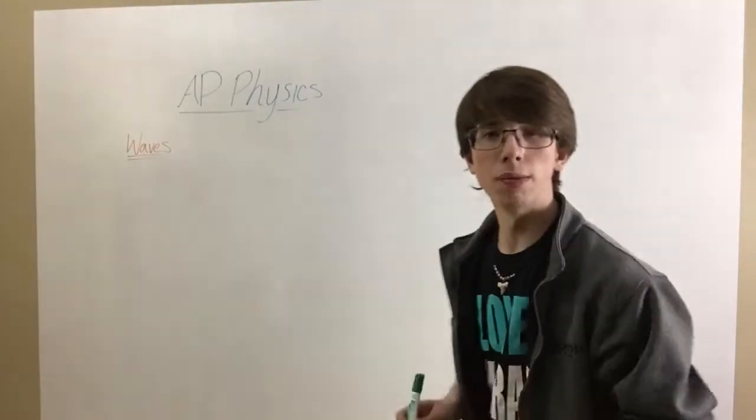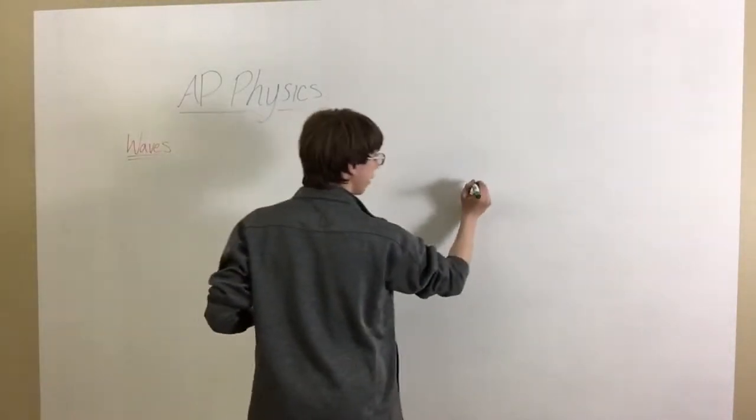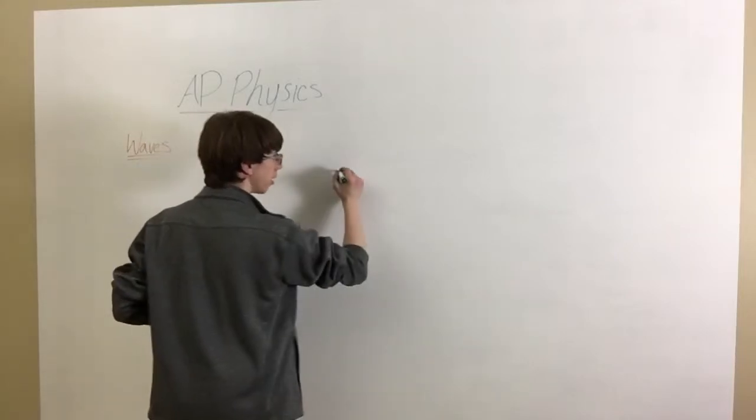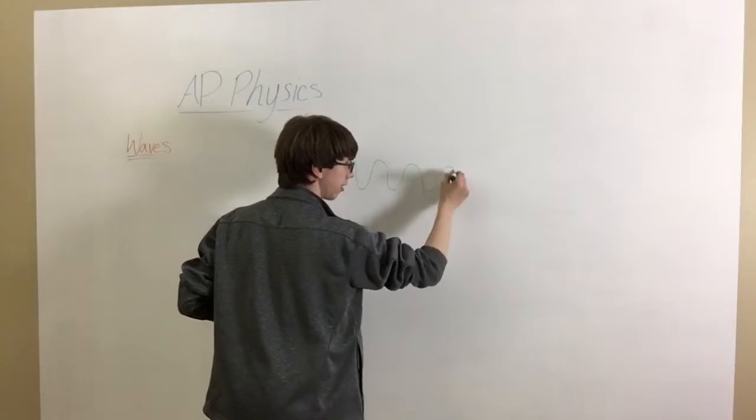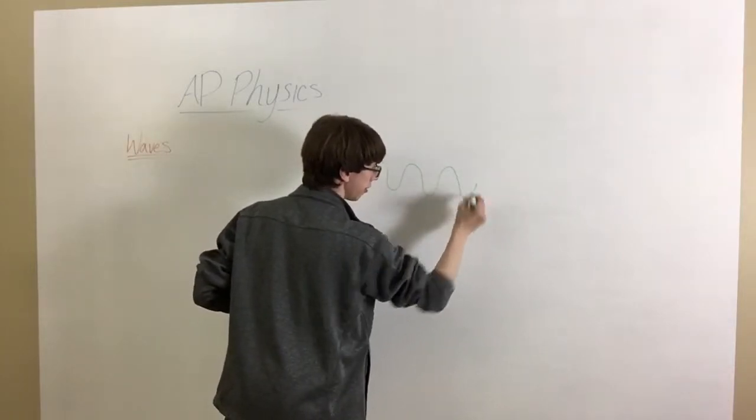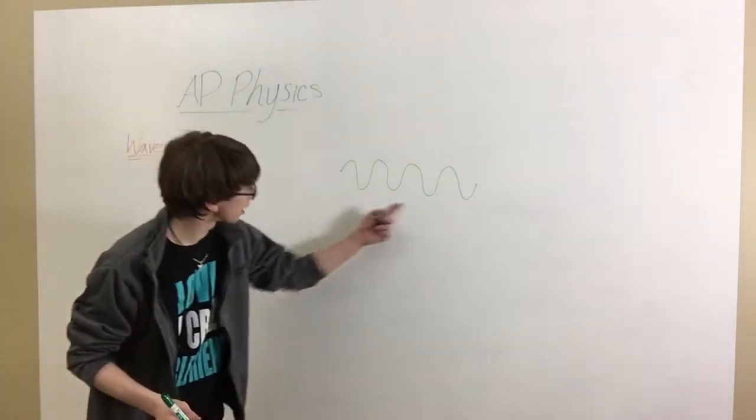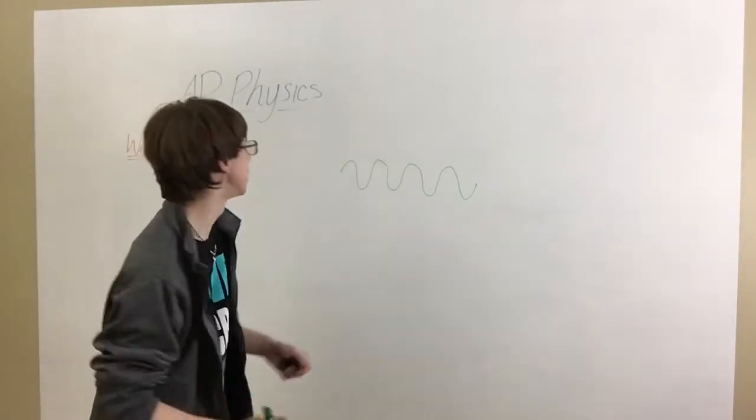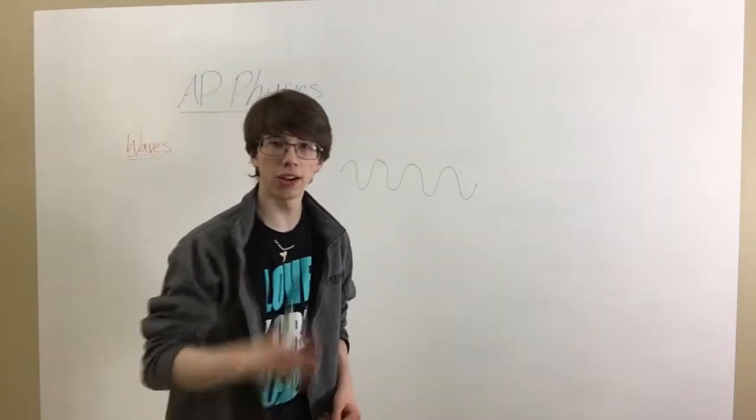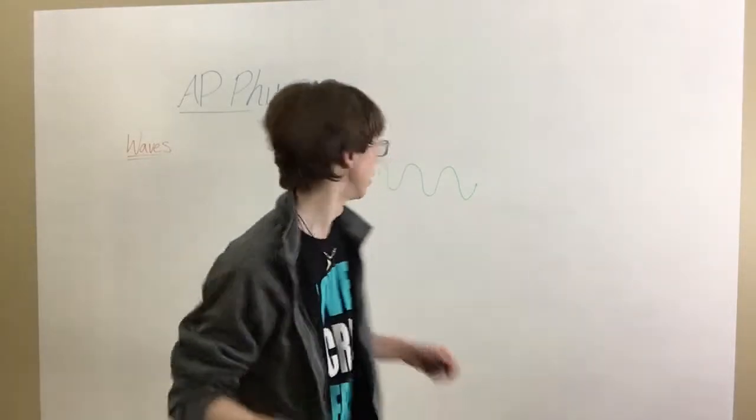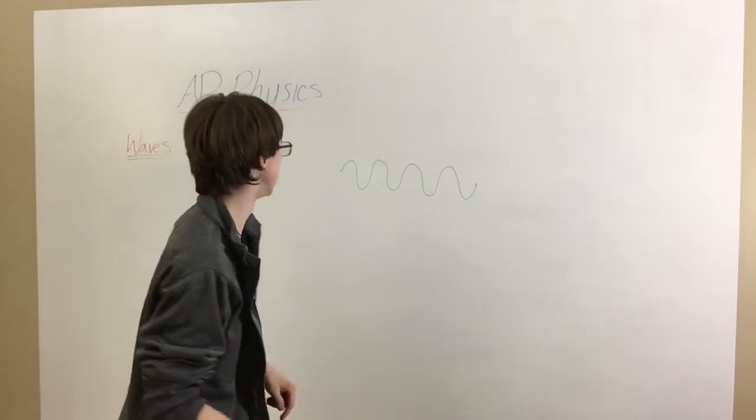Let's do some problems involving waves. So we have a transverse wave here between these 2 points like this. Alright, how many wavelengths do you see here? Now, a wavelength is the distance from crest to crest or trough to trough. Now, a crest is sort of like a hill, and a trough is sort of like a valley. So here you have your hills, and here you have your valleys. So how many wavelengths do you see here?